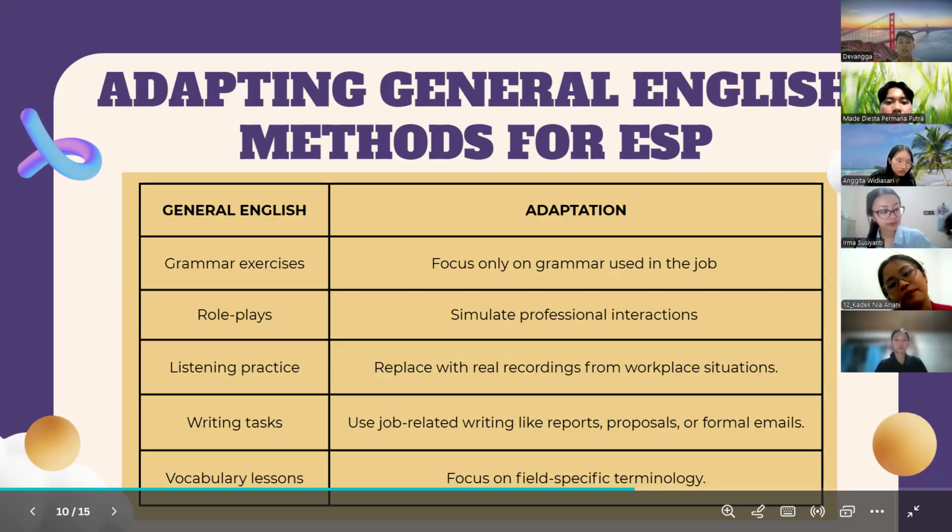The first one: in general English, grammar exercises often cover many tenses and sentence types, but in ESP, teachers focus only on grammar that is used in their job. For example, engineers may learn grammar for giving instructions, while business students focus on describing processes or making suggestions.